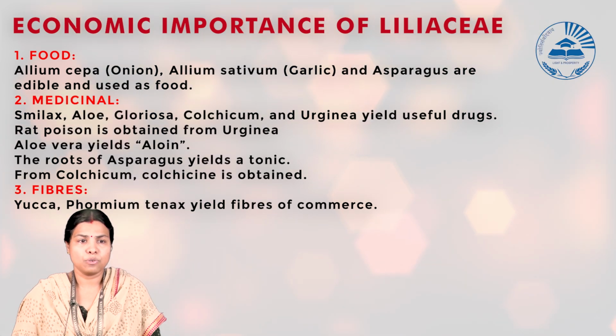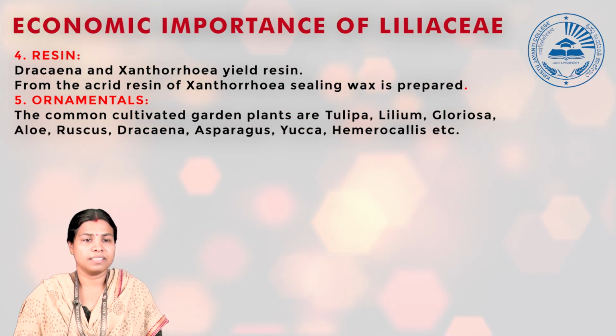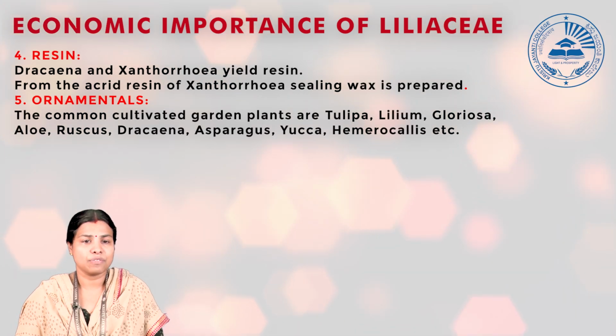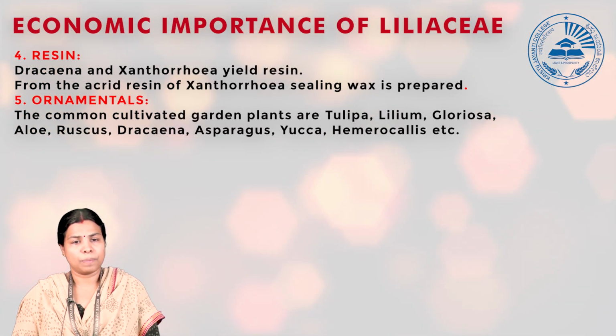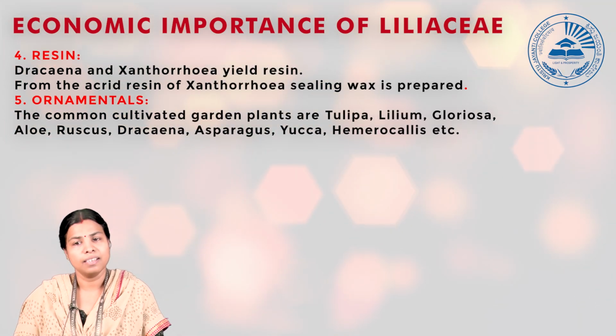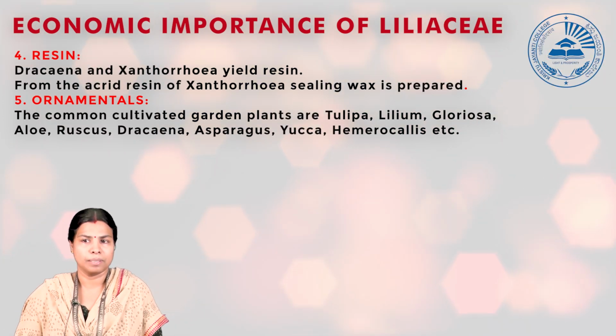Then fibers: Yucca and Phormium tenax yield fibers of commerce. Resin: Dracaena and Xanthorrhoea yield resin secretion. From the acrid resin of Xanthorrhoea, sealing wax is prepared. Ornamental plants are also reported: tulip, Lilium, Gloriosa, Aloe, Ruscus and Dracaena, all with beautiful flowers of Liliaceae used for ornamental purposes. With this we come to the end of the botanical description of Liliaceae. Hope you are now aware of the botanical description of Liliaceae.